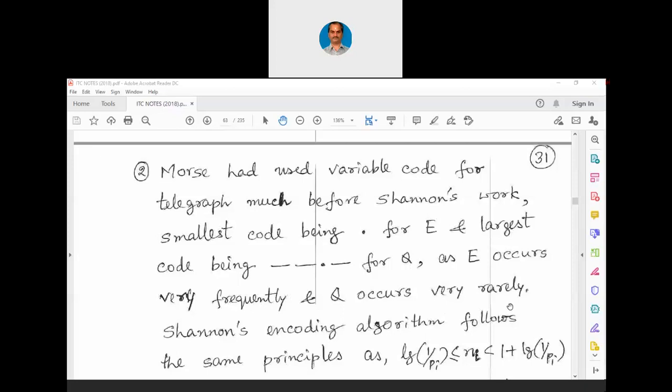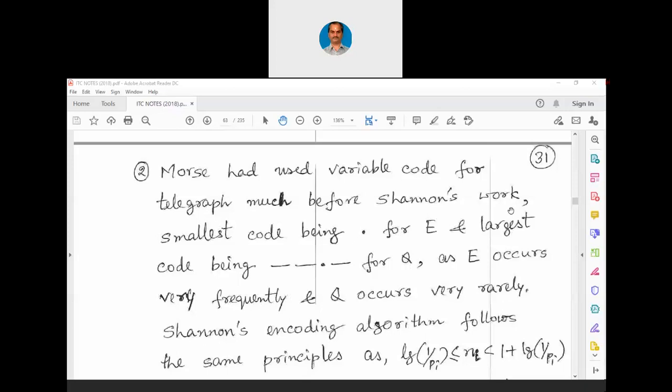This we had discussed earlier as well. So much before Shannon's work, Morse had also found out that in the English language E occurs more, so the telegraph operator need not have a fixed length coding there.